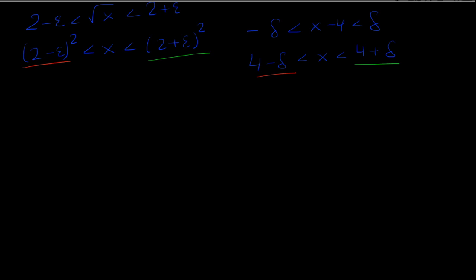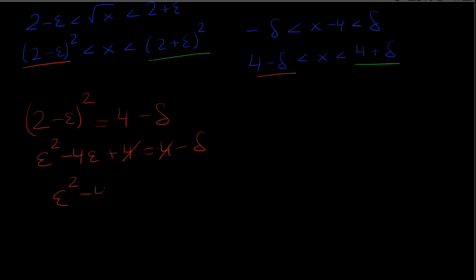Okay, so let's see how that works. We have 2 minus epsilon squared is equal to 4 minus delta. So that is epsilon squared minus 4 epsilon plus 4 is equal to 4 minus delta. The 4's will cancel. I get epsilon squared minus 4 epsilon equals negative delta. So that means delta has to be 4 epsilon minus epsilon squared. So that's our first delta.